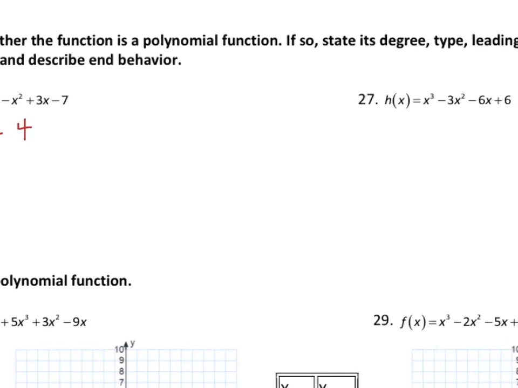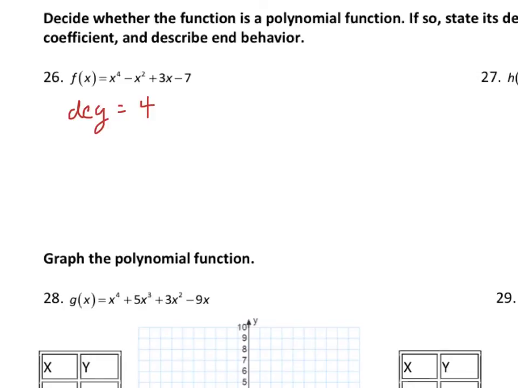The next question was, what is the type of function it is? It would be a polynomial. So if they ask you for type, if there are 2 terms, it's a binomial. 3 terms, a trinomial. Anything more than 3 terms is simply just referred to as a polynomial.